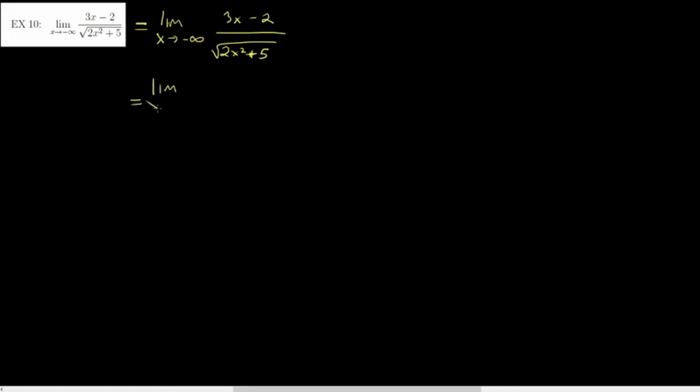So let me set that up here. X goes to negative infinity. I'm going to put in parentheses 3x minus 2 for the numerator. And in the denominator, I could use a power of 1/2 here. I don't have to, but let's do it that way. So 2x squared plus 5, all raised to the power 1/2. Right? So what's the biggest power in the denominator?